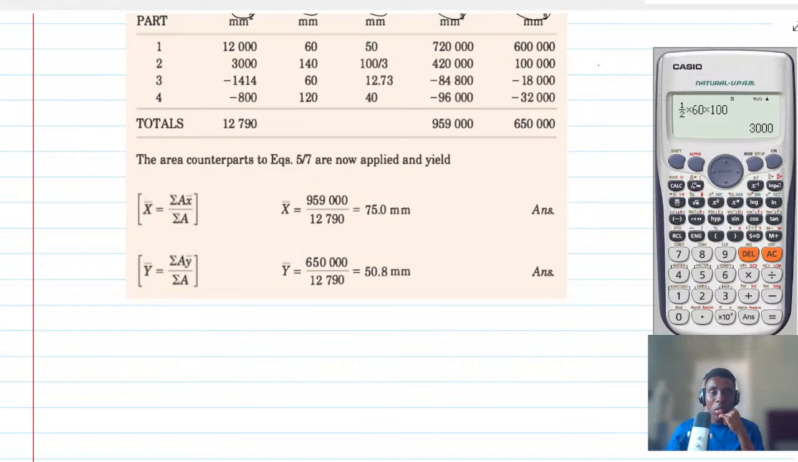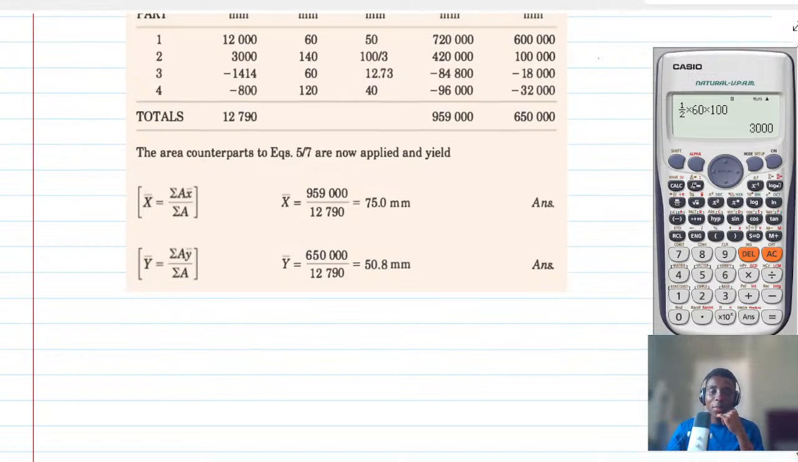Okay. So let's look at moment of area. The first moment of area will give you the centroid. And then the second moment of area will give you the moment of inertia, or what we call the area moment of inertia. Let's also take an example question from there.